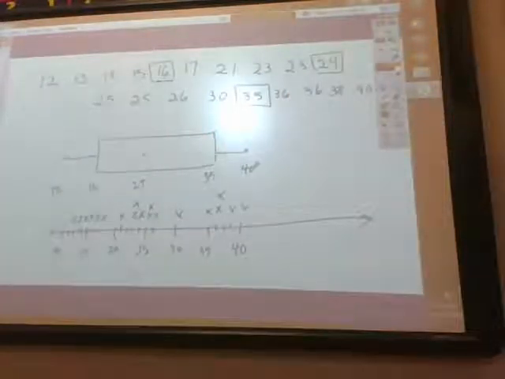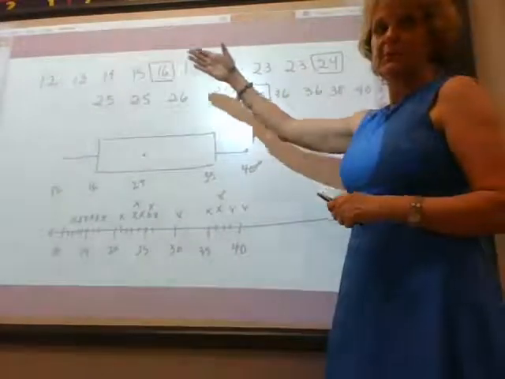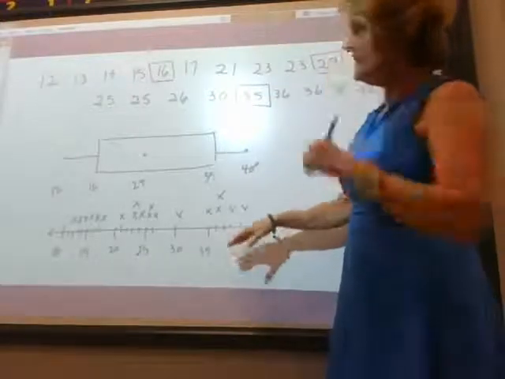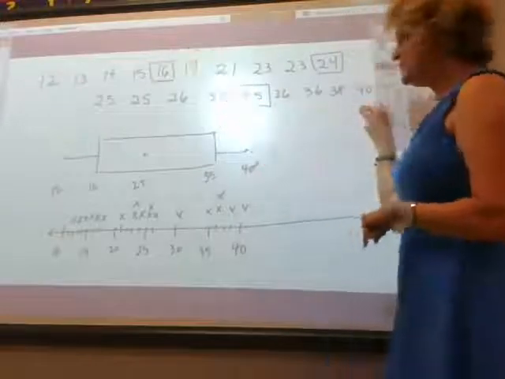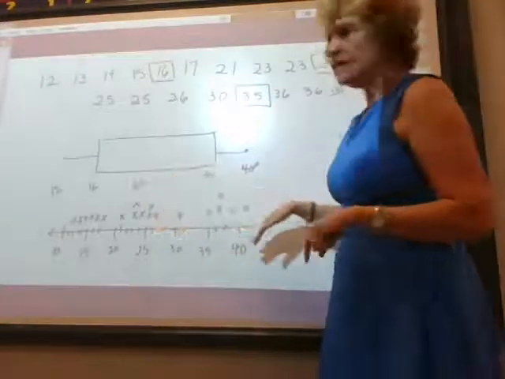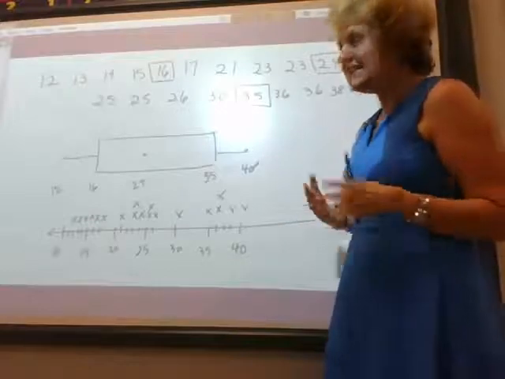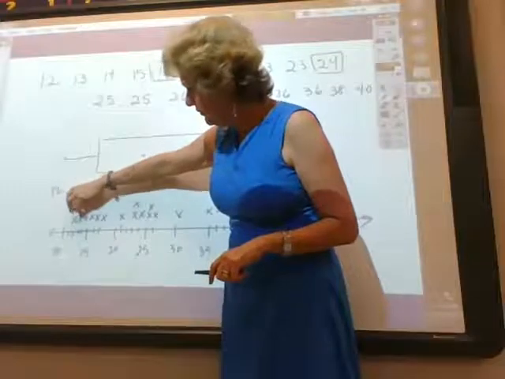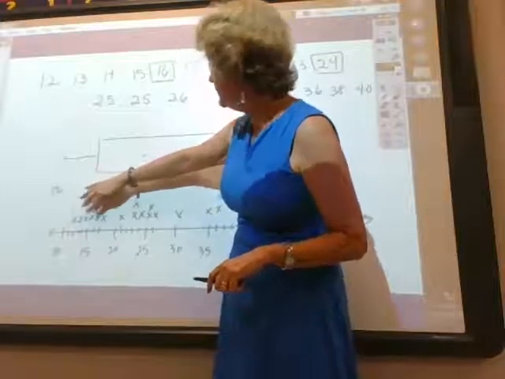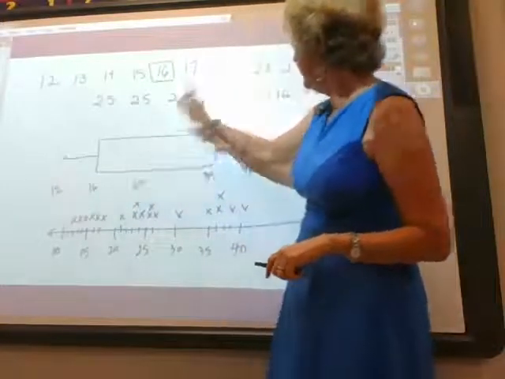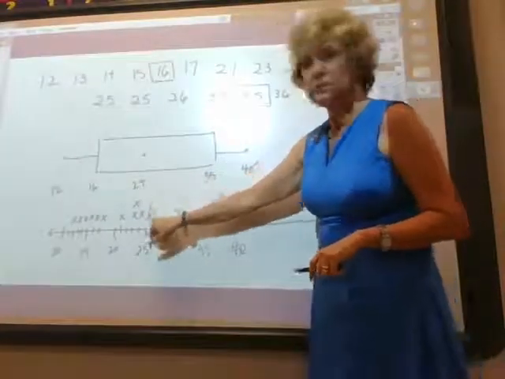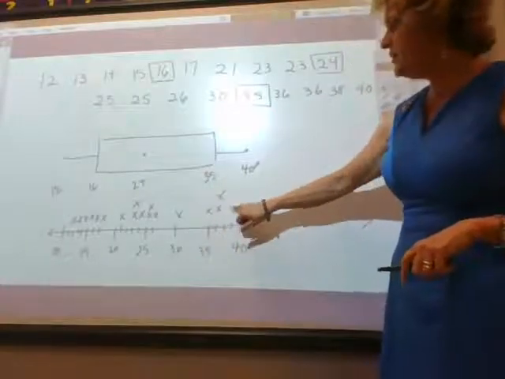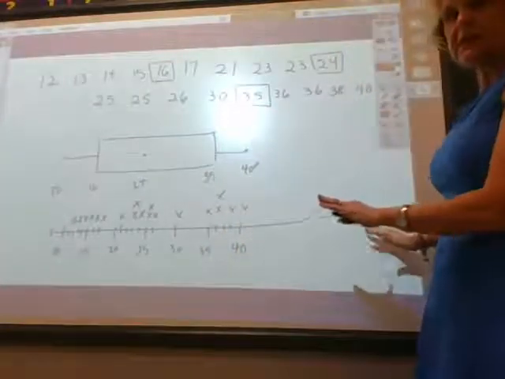Okay, so I took the data, I put it in order. I went ahead and did the line plot down here. So I know that my lowest is 12, my highest is 40. So I went ahead and did by fives. Not horribly neat, I know that. But you see I've plotted 12, 13, 14, 15, 16, 17, 21, two 23s, 24, two 25s, 26, 30, 35, two 36s, 38, and 40. So there's my line plot.